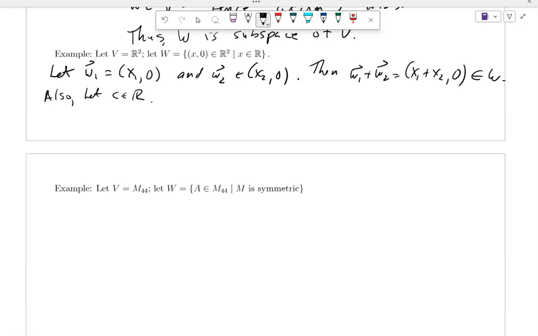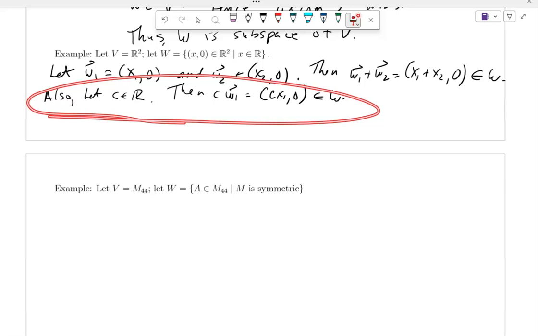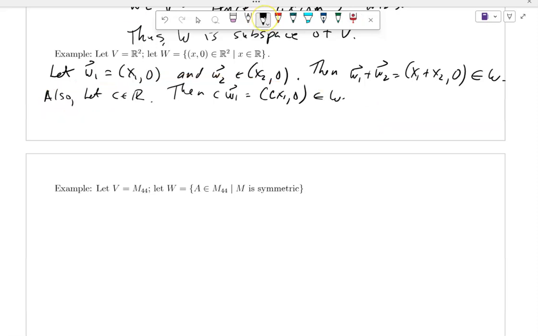Let's take a scalar. What do you get when you take your scalar times a vector? c x1 comma 0. Does that have the right form? Yeah, so that's back in W. So the first statement, or I guess I should say these two statements, what did we prove there? Closure under addition. This one proves closure under scalar multiplication, right? So we're done.